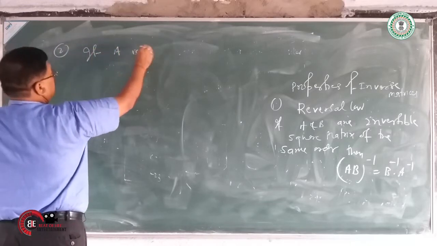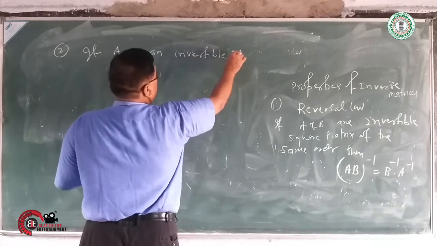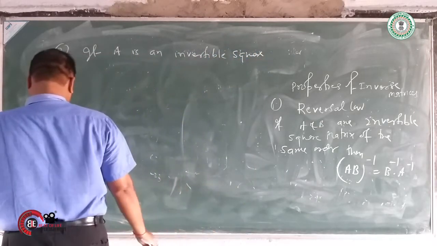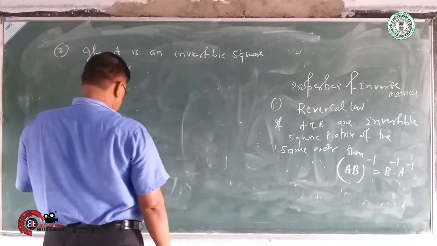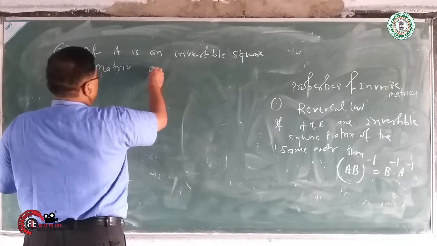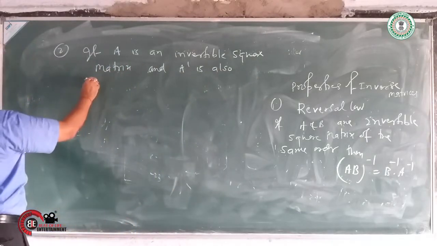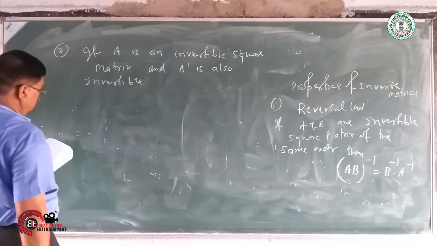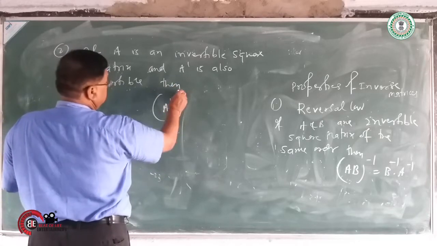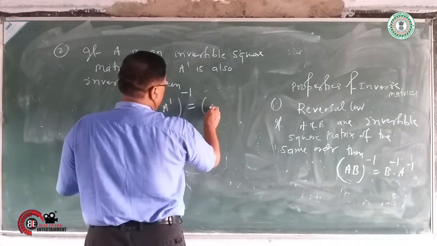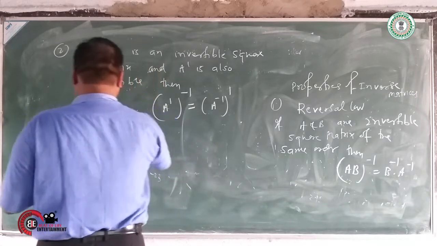Second property: if A is an invertible square matrix, and A transpose is also invertible, then A transpose inverse is equal to A inverse transpose. It is a very important property.